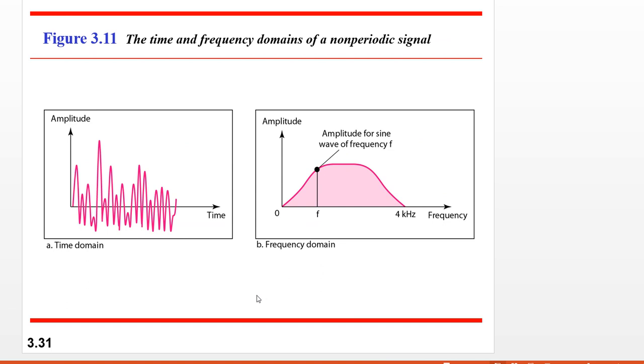Periodic means there is a particular pattern of the waveform. Non-periodic doesn't have any particular pattern. That is what you are seeing now. This is the time domain. If this is a composite signal in the time domain, the frequency domain can be drawn like this, because the two extremes can be drawn for 0 and 4 kilohertz. So that becomes the frequency domain plot.